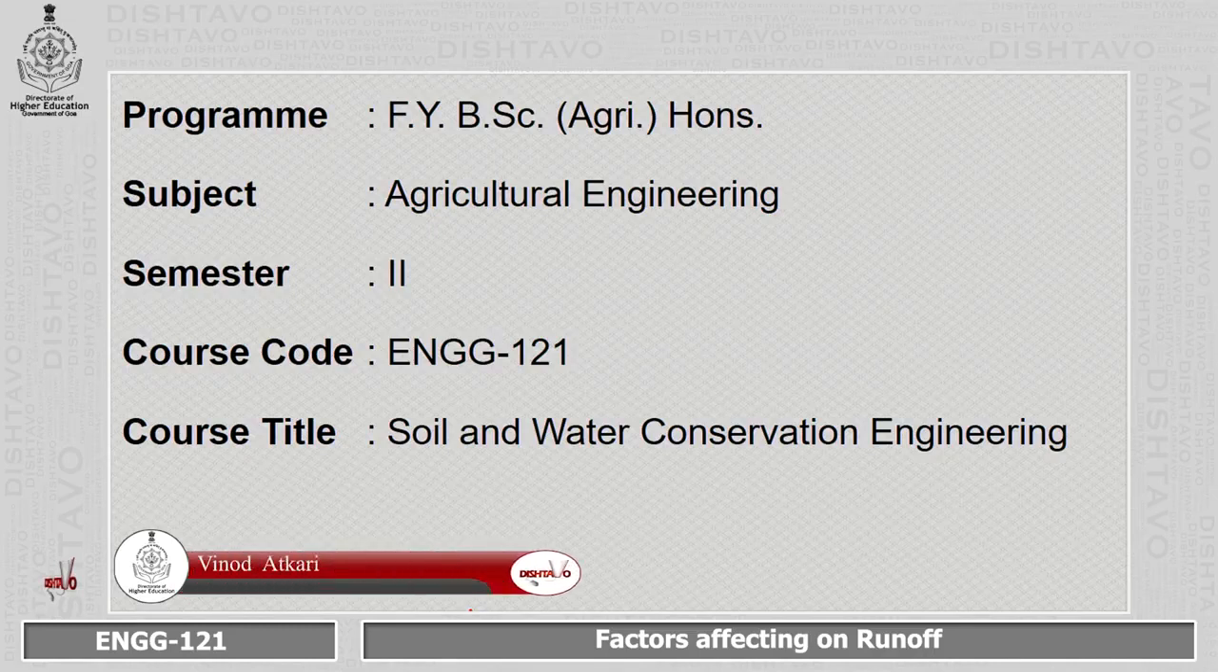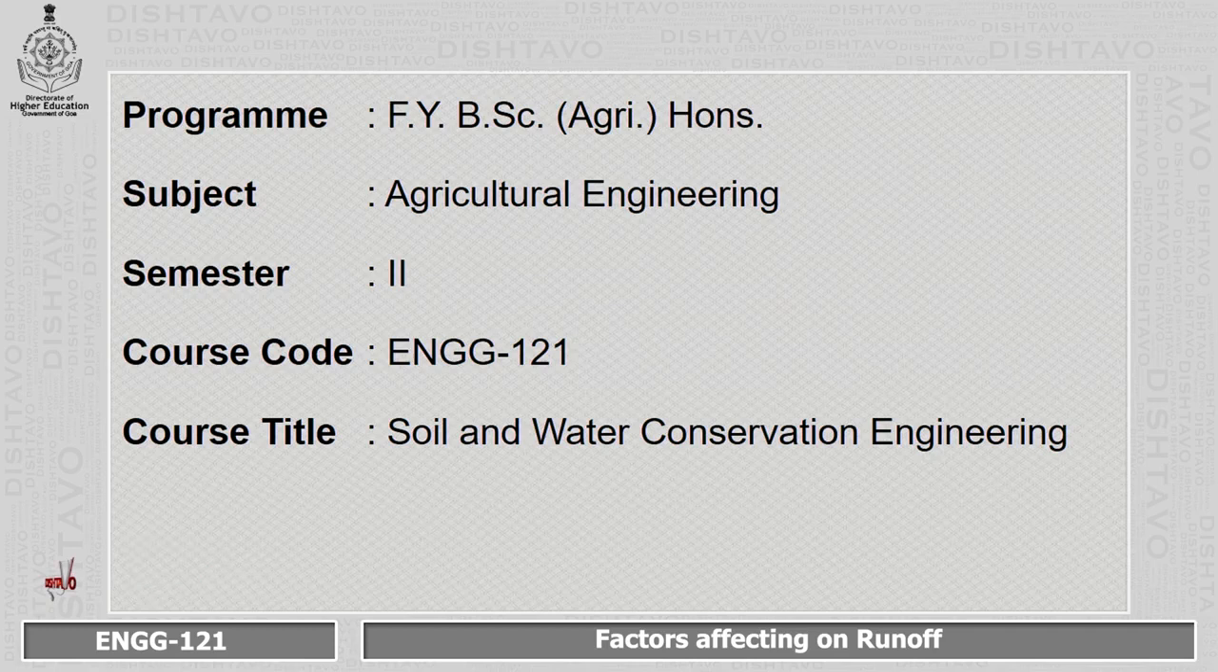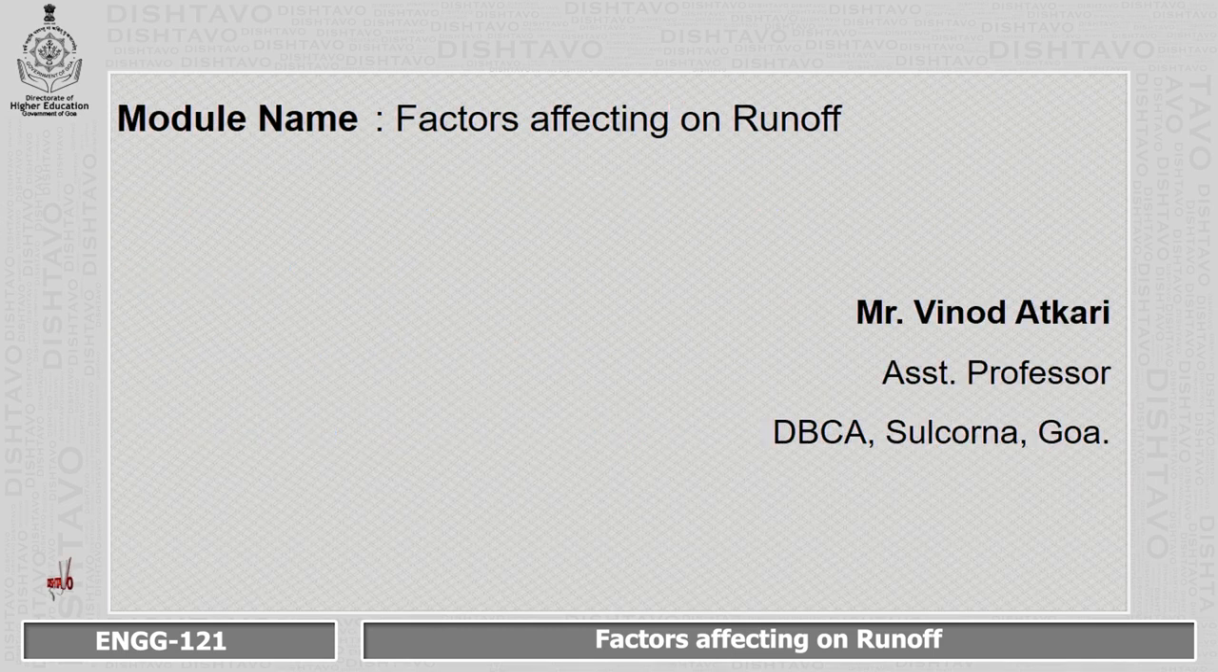Welcome all the students. Now we will discuss module 13 for the program first year BSc Agriculture Honours, for the subject Agricultural Engineering, for second semester, course code Engineering 121, and the title of the course is Soil and Water Conservation Engineering. The name of the module is Factors Affecting Runoff. I am Mr. Vinod Adkari, Assistant Professor, Don Bosco College of Agriculture, Sulcorna, Goa.